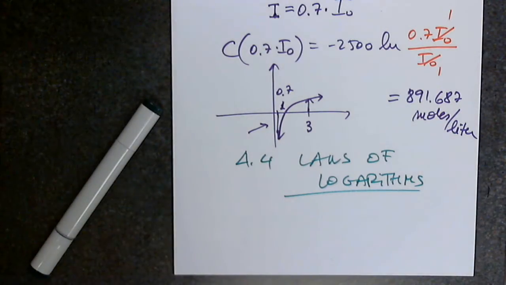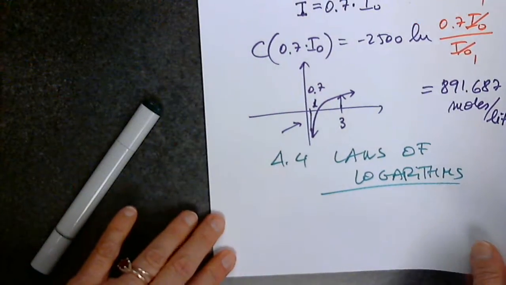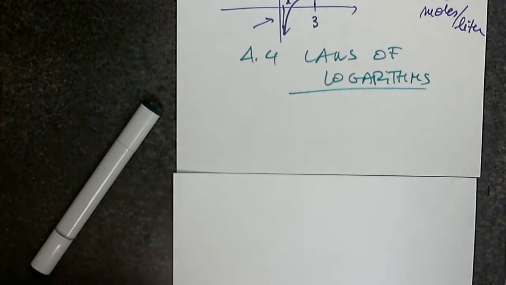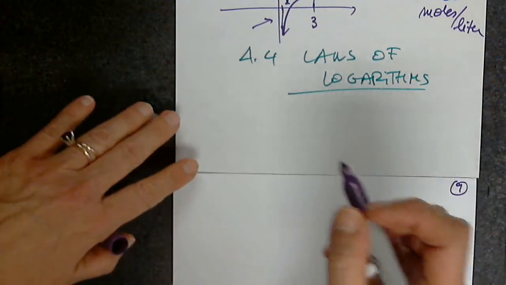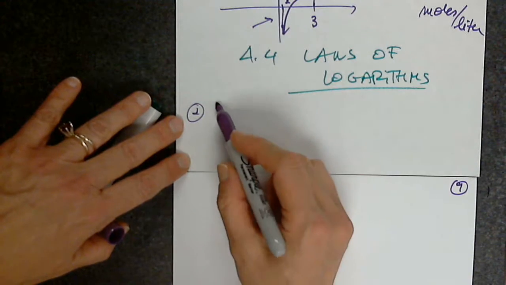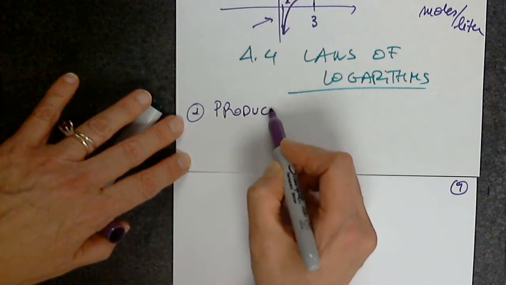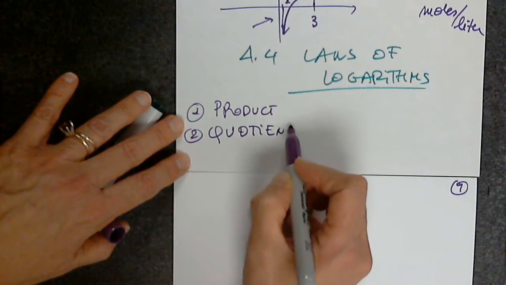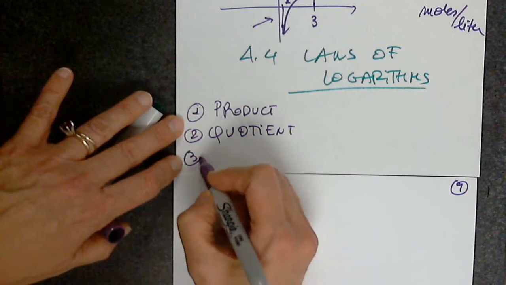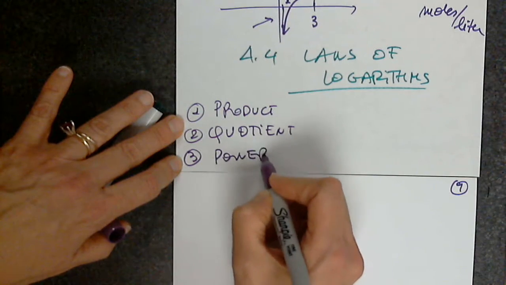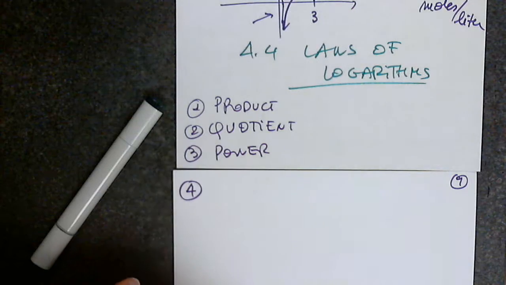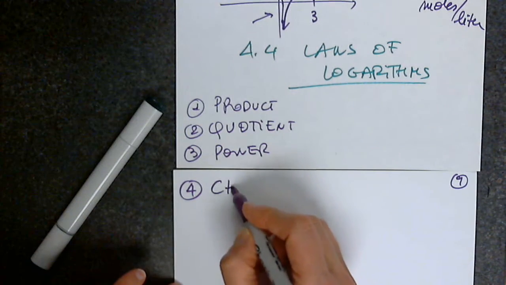This function has three properties that no other function has. You can find another function having these properties. So the first one is product. Second one is quotient. And the third one is power. I'll explain all three in a second. And the last one is the change of base.